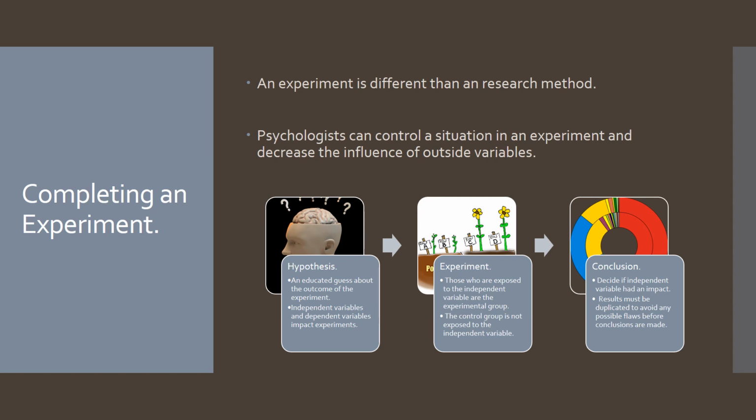And then finally, with our conclusion, we decide if the independent variable had an impact on the experimental group, and a lot of times the investigation or experiment has to be done multiple times, so that way it reduces any possible flaws that may have occurred, so we can make a proper conclusion.